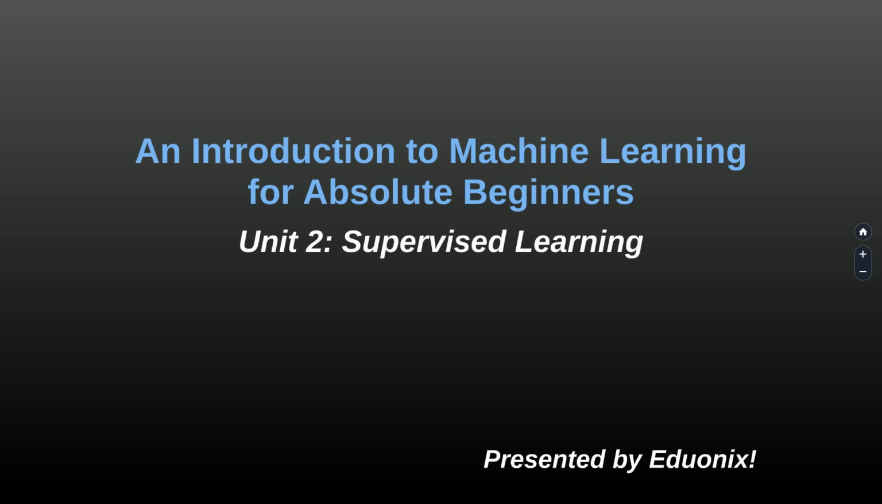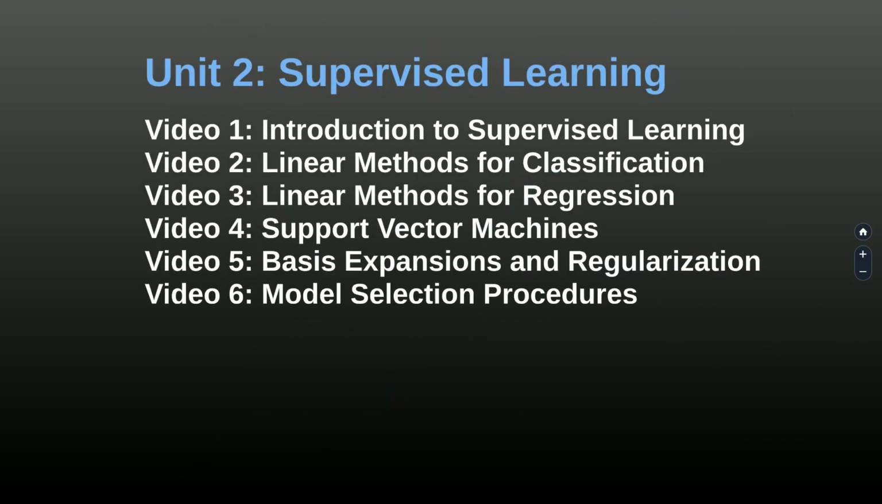So let's go over a quick overview of what we're going to do in this unit. In Unit 2, we're going to have 6 videos, this being the first, just a brief introduction to supervised learning. Some of this information we covered in the past unit, so it'll go pretty quick. In video 2, though, we'll really start getting into more details, and we'll cover linear methods for classification, and we'll talk about filtering and feature extraction, as well as learning multiple classes.